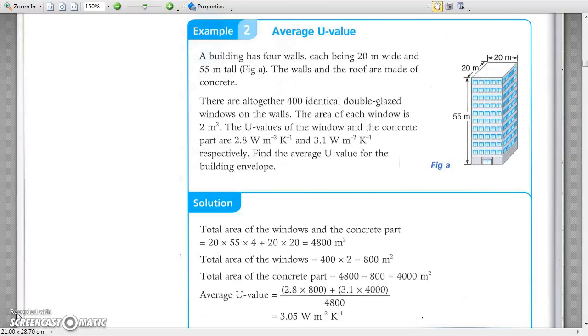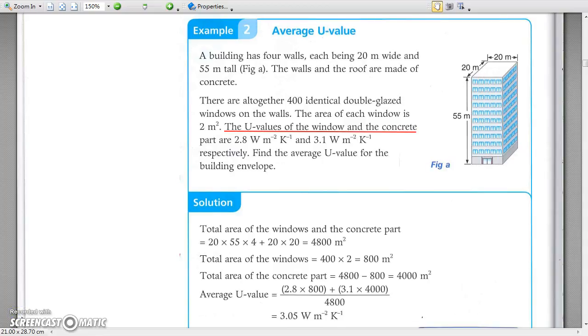Example 2. Average U value. To find the average U value of a building, the U values of different building structures such as concrete and glass are given. The average U value is the weighted average with respective area as weightings for different U values.